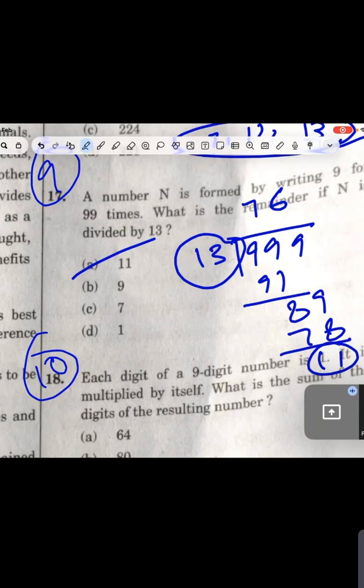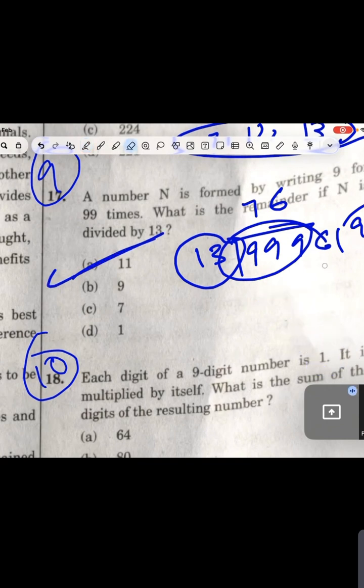So from there I have to find out the pattern. 99 times we have divided by 6, so 3 9 is remaining. Now I have divided 3 9 by 13, the result is 11. That is what you need to find out actually.